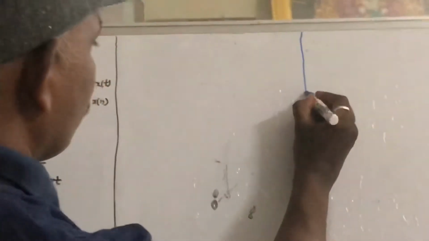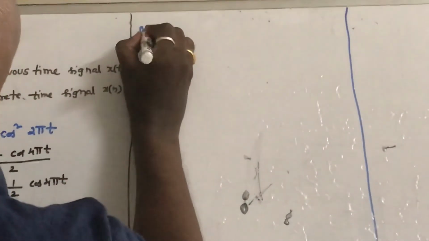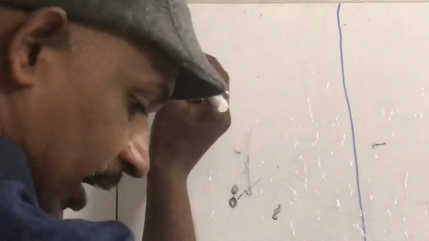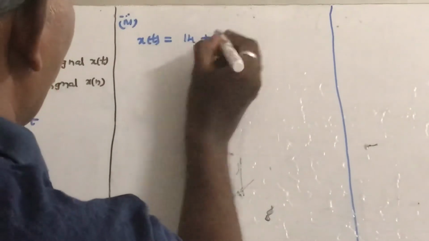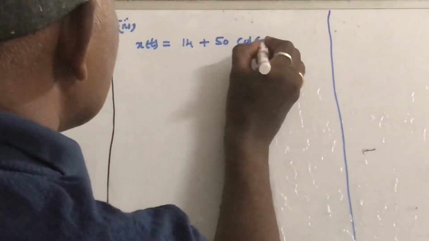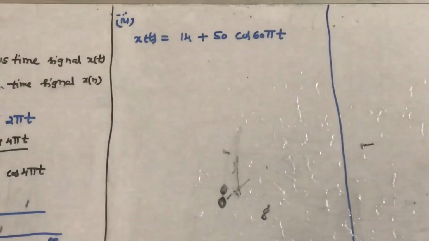Let us see the third problem, number 3. X of t is equal to 14 plus 50 cos 60 pi t. So how to draw this waveform?